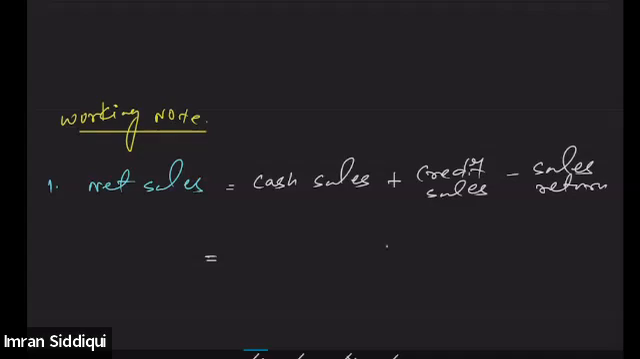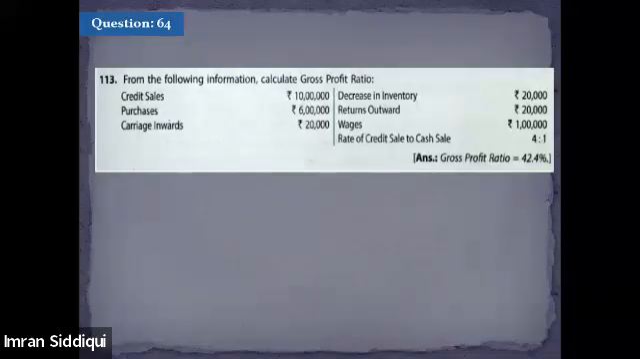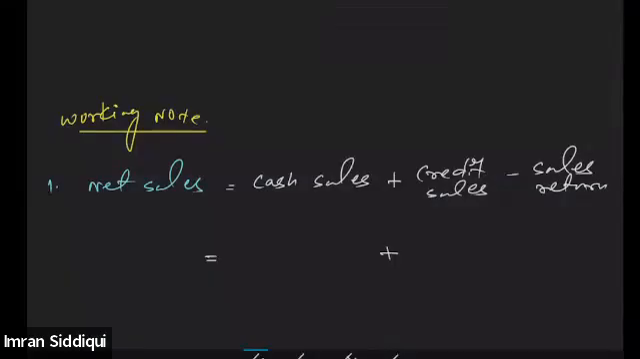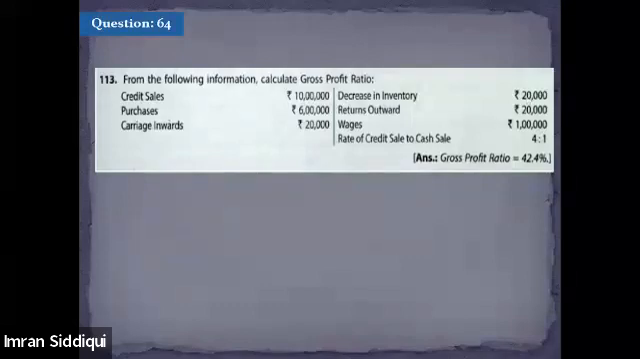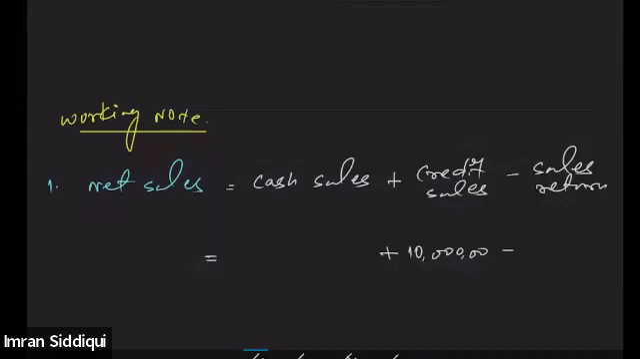And credit sales is given in the question. It says credit sale is 10 lakh. Sales return is, I guess, also there. By the name of return outward, everybody is able to see that on the right hand side of the table. Second item, return outward, is what? It is the sales return. So we'll have to subtract 20,000.